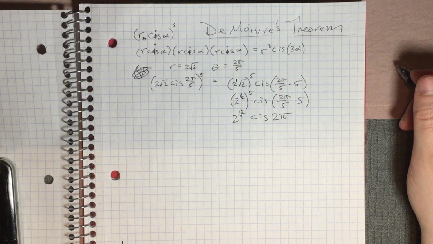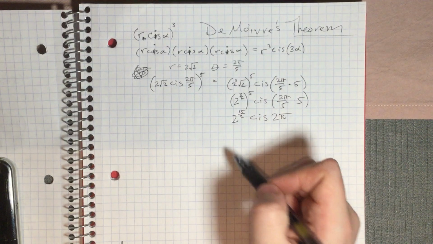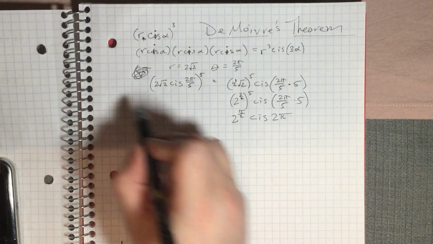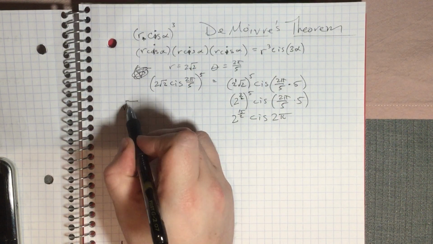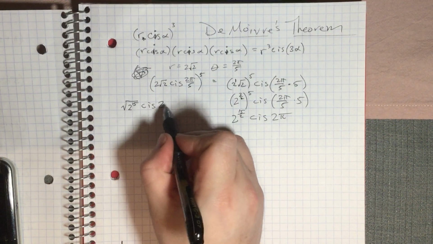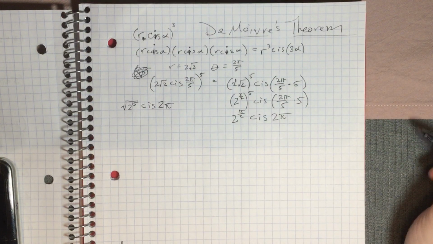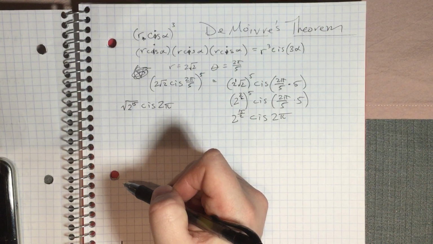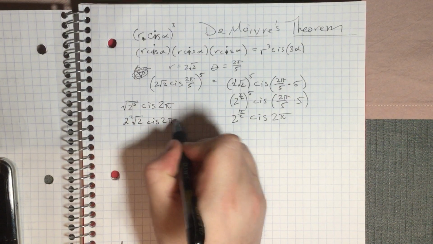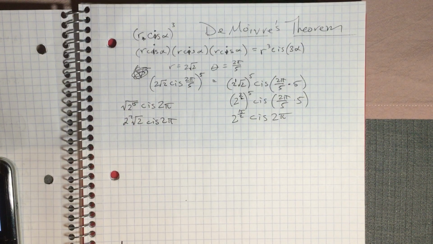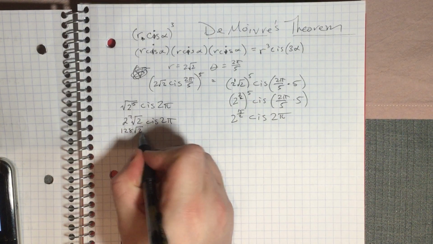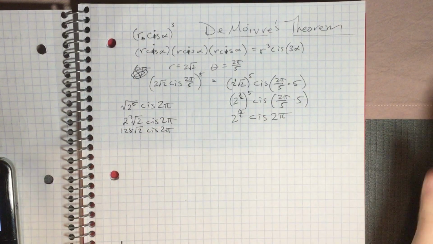I've done everything right here, right? I think I have, yeah. 2 to the 15/2 is the square root of 2 to the 15th, cis 2 pi. The square root of 2 to the 15th would be 2 to the 7th root 2. What is 2 to the 7th? I should know that, but I don't. It's 128. So that's 128 root 2 cis 2 pi.